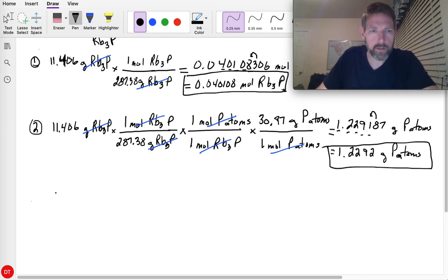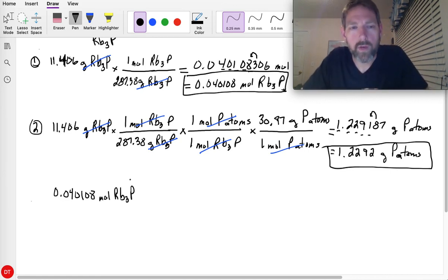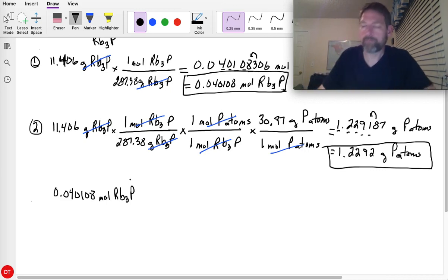So let's take a look at that. We got 0.40108, and that was moles rubidium phosphide. What I'm doing here is showing you why you should always start with your original values and not with some other calculated value that you have, because here we're going to see where error is introduced. So we have to bring that unit down here: moles of rubidium phosphide.